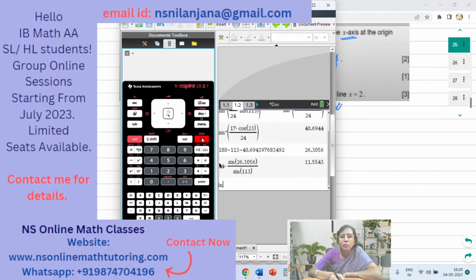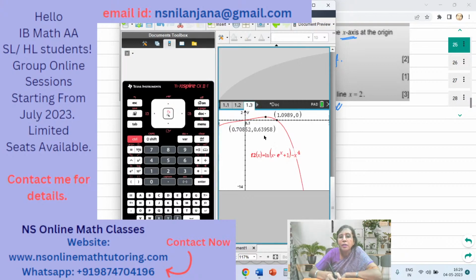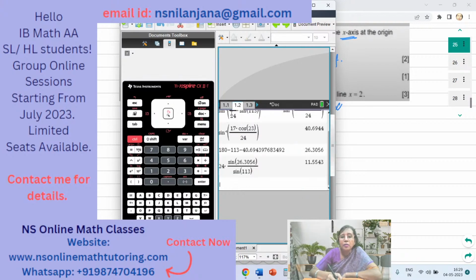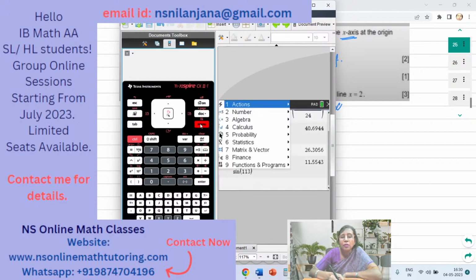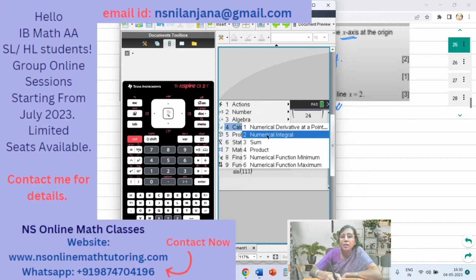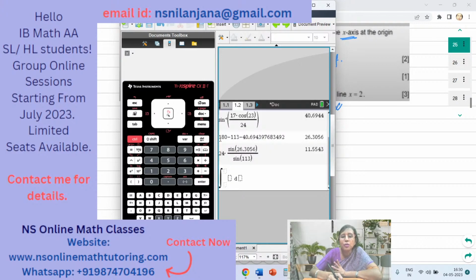I have graphed it, right? f2x. This is the f of x expression. Okay, f2. I'm already having the f of x expression stored. I go to calculus, numerical integral. If you don't have it stored, then you can store it. Otherwise, you have to write the same expression several times. You store that, then you don't have to. And how to store? Let me first of all do this part, and then I'll be showing how to store an expression.